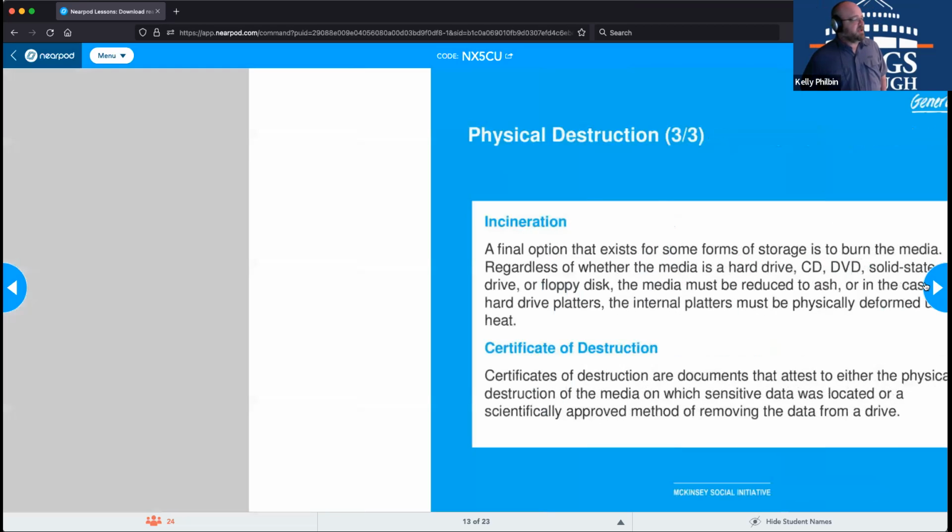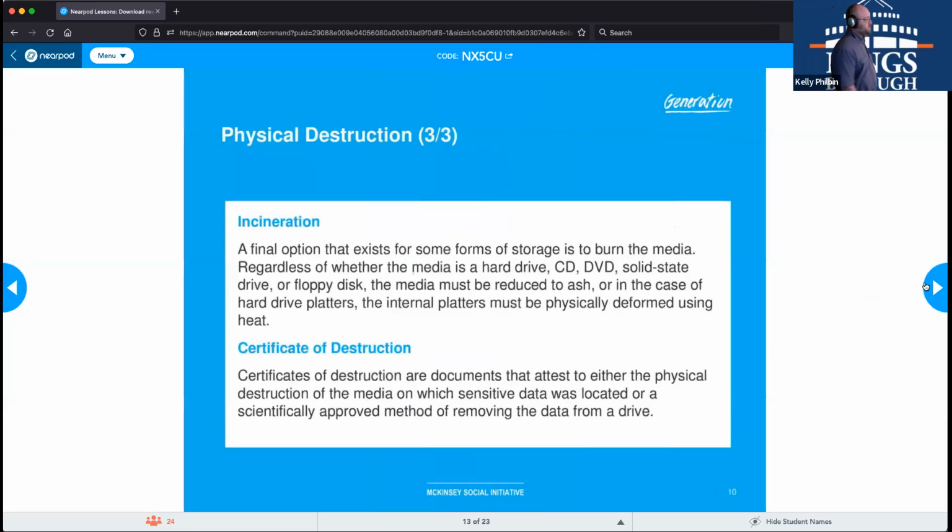So the final thing is the certificate of destruction. Remember what I was saying, you give the hard drives over to some company, they put them into a big industrial shredder truck, they grind it all up, and then they give you a receipt. That receipt is very important. It is considered a certificate of destruction.